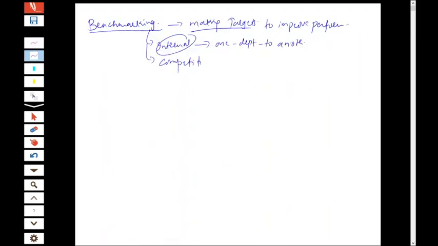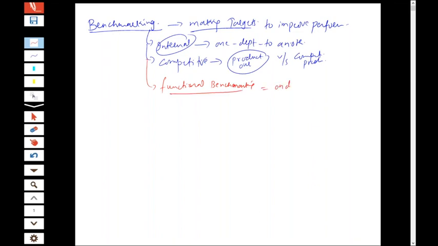Now, what do you mean by the term competitive benchmarking? Competitive benchmarking involves our product versus competitor product. That is the product. But what is functional benchmarking? Functional benchmarking means department versus department of another organization. That is, the function is the same, but the organization is different. So this is functional benchmarking, okay?